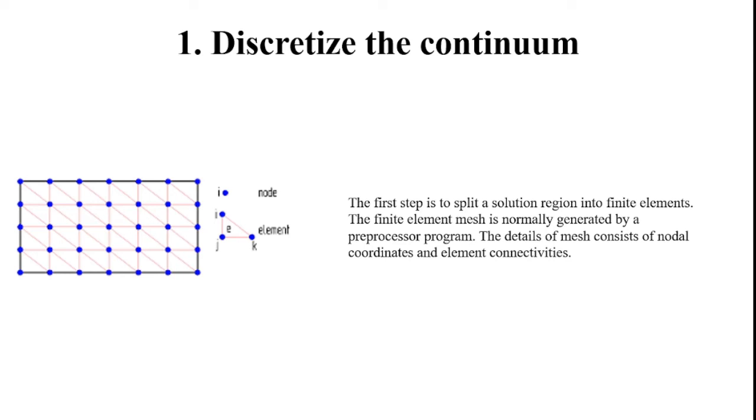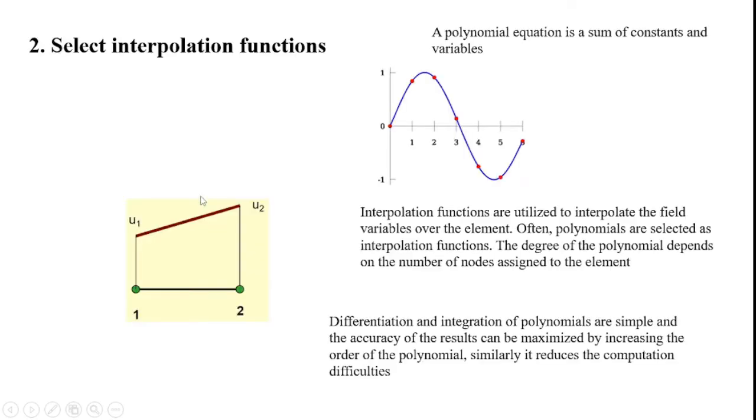The finite element mesh is normally generated by a pre-processor program that is available in the ANSYS software and any other analysis software. The details of the mesh consist of nodal coordinates and element connectivities. Here you see element connectivity in a rose color, and nodal coordinates are also available in this blue color in this image. And then the second step, select interpolation functions.